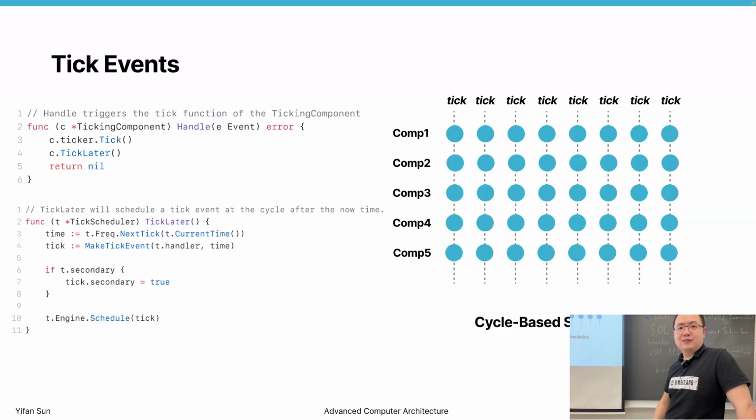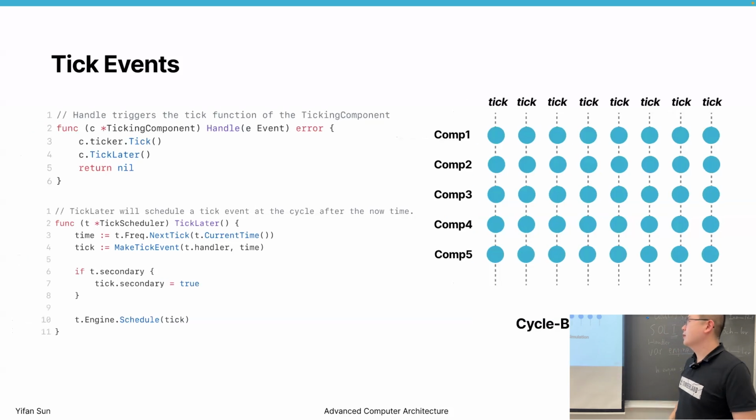Never stops. So if you write this code, your simulation will never stop. You need some external stopping mechanism. For example, if you're running a program, you need to know when all the instructions are executed. Then you explicitly os.exit at some point, right? So don't expect your simulator engine can stop. You will never, because you always have a tick event.